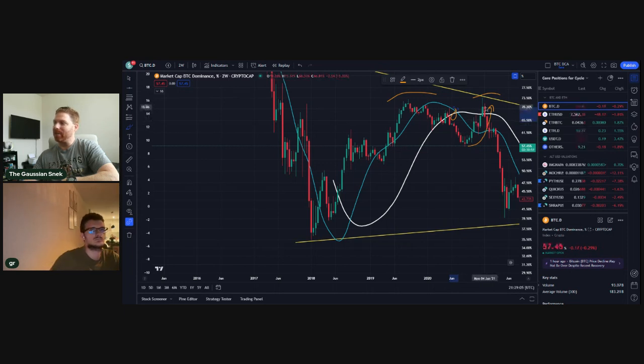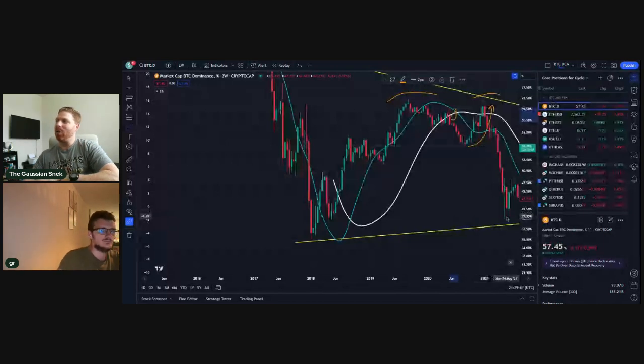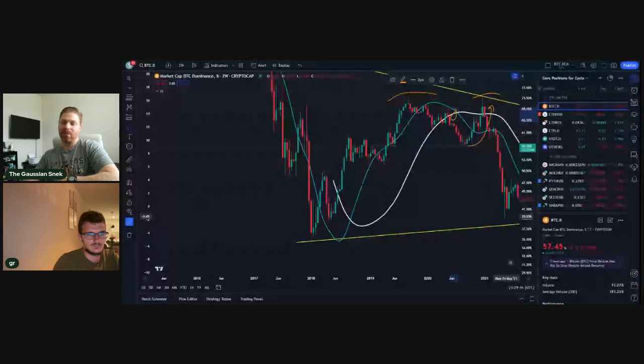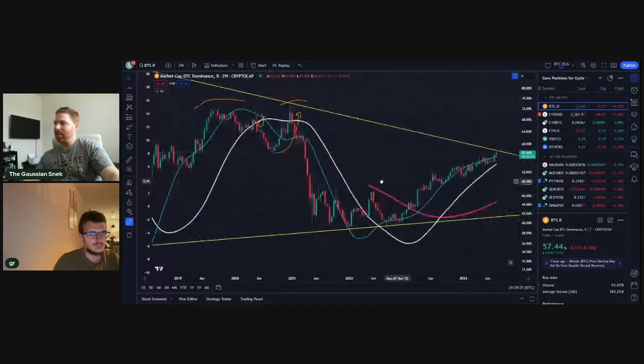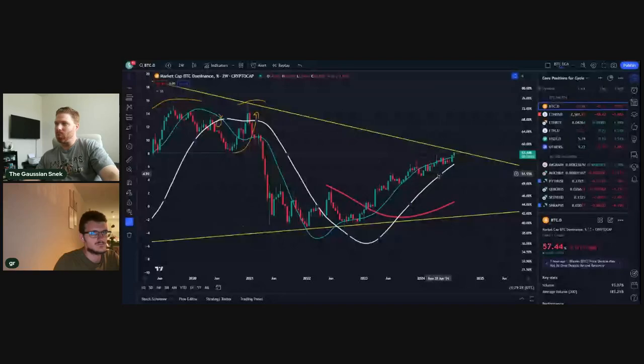And then look at that. Look at that just nasty leg down in quarter 1 and quarter 2 of 2021. And we know that that was a massive altcoin season. So you have to prepare for something like that. And that's why I tell people, hold some altcoins, don't hold no altcoins, because what if something like that happens again?